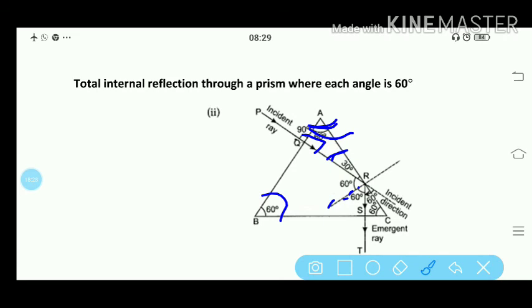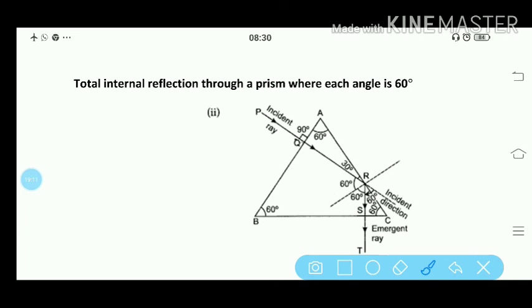The ray RS obtained after total internal reflection falls normally on this surface BC of the prism. So it passes out undeviated through the face BC. Thus ST is the emergent ray. It is clear that the incident ray PQ has turned through an angle of 60 degrees towards the base from its initial direction, and it emerges out as ST.